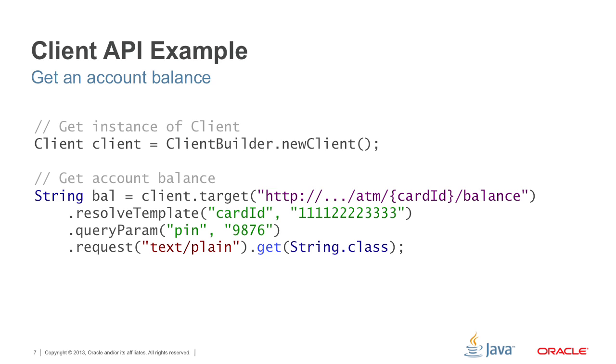We're going to specify a particular value for that card ID using the resolveTemplate method. And then the last thing we need to specify, if you remember the service that I showed you a few minutes ago, is the query parameter, which corresponds to the PIN of that account. Once we specify all those parameters, we create a request. We indicate what is the representation that we're expecting from that request or from that resource. And finally, specify the HTTP operation, in this case a GET, and what is the Java type of the response that we're expecting to receive, in this case a string.